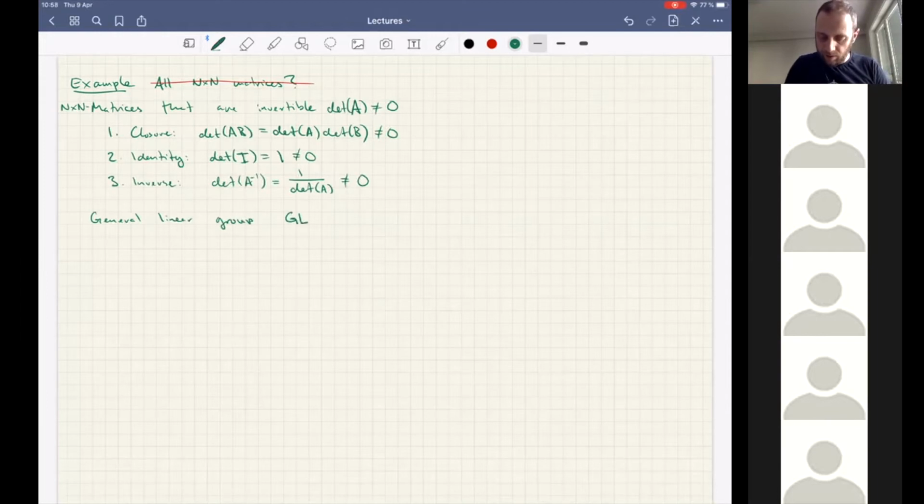And we write it GL of n. So this GLn is the set of all invertible matrices of size n by n. So that's a group. And what's the Lie algebra of this group then? So what is the Lie algebra?